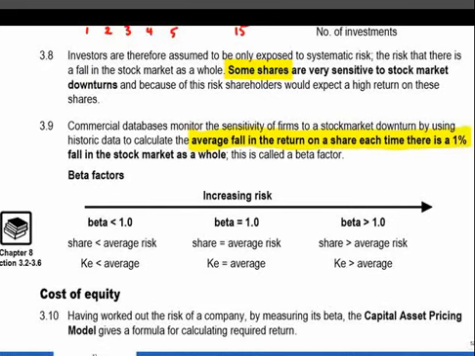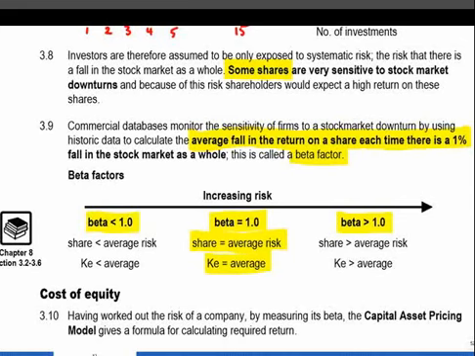This measure is called a beta factor. A beta factor of 1 would mean that your share on average fell by 1% when the stock market fell by 1%. So it would be said to be fairly average risk, and your shareholders would expect a fairly average return. If shares on average fell by more than 1%, they're higher than average risk, and you'd expect a higher than average return. And if beta factors fell by less than 1%, less than average risk, less than average return.